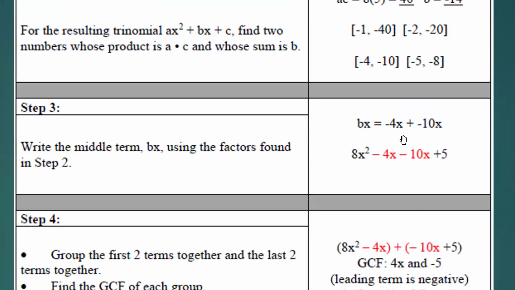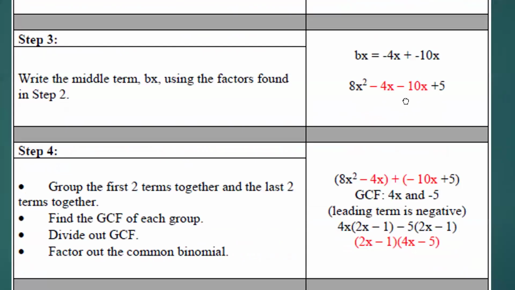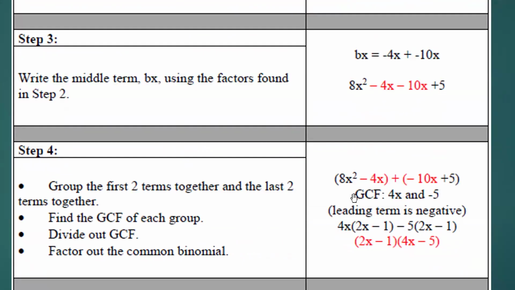From there in step 3, you're going to replace your middle term, your bx. You're going to replace it with those values, negative 4x and negative 10x. So it just goes back into the equation because together they still make negative 14. After you replace, you're then going to use what's called the grouping method. You're going to group your first 2 terms together and then group your second 2 terms together. No matter what you're doing, you're still going to have to find the GCF. So you're going to find the GCF of each one. So in the first group, my GCF is 4x. In the second group, my GCF is negative 5.